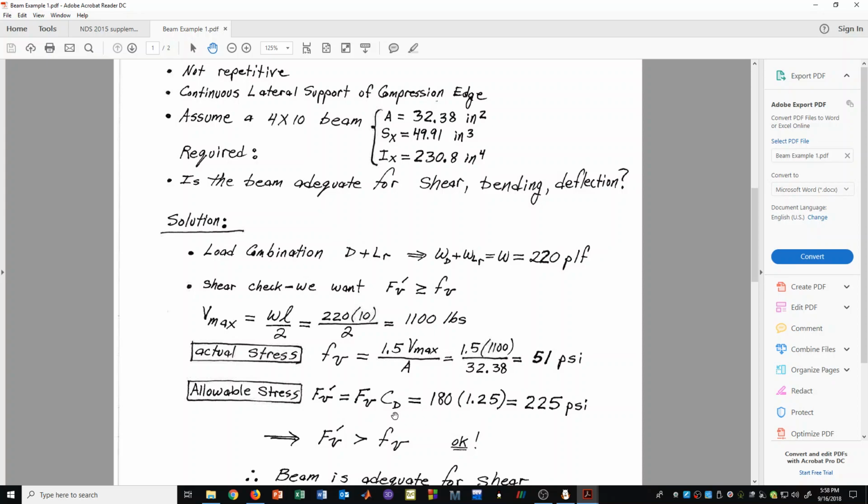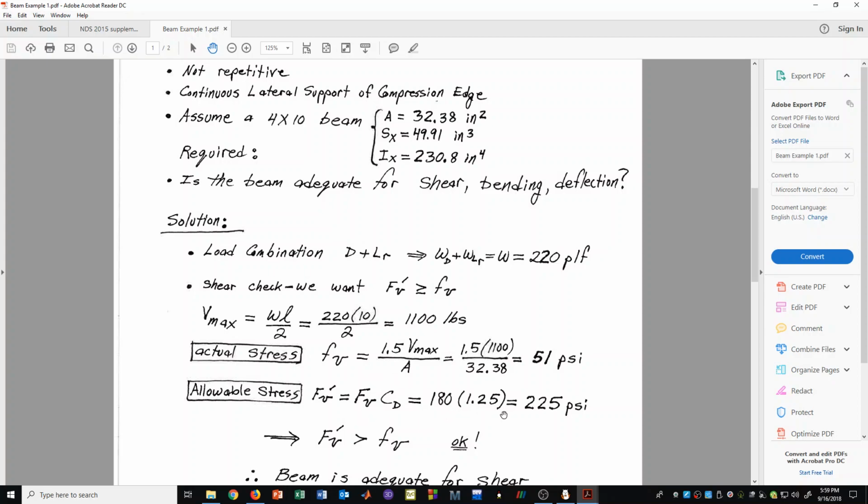If we were to look in the NDS and see if there were any other applicable adjustment factors, we would see that based on the information given in this problem, we're assuming that the temperature is not excessively high, and also that the wood does not have a moisture content above 19%. Hence, those things will not affect this problem. Oftentimes, moisture and temperature are never an issue for us to be concerned with. For shear stress design, this is usually what you're going to see.